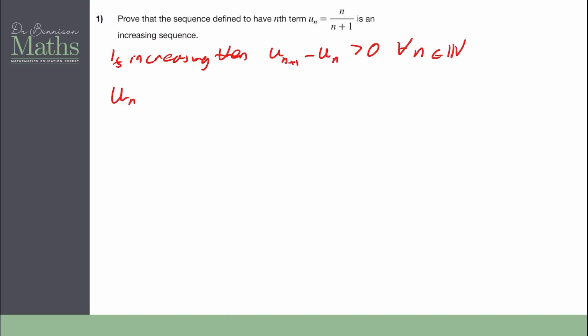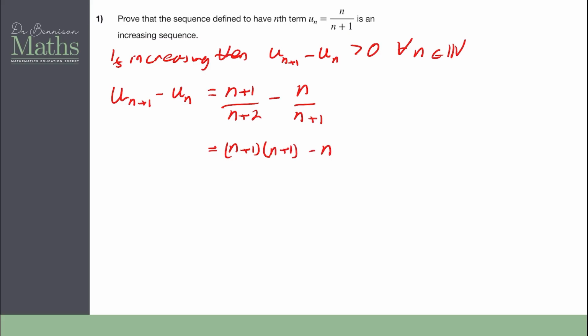So if I start with this, u of n plus 1 minus u of n, well, this is (n plus 1) over (n plus 2) minus n over (n plus 1). We can put them over a common denominator, and we end up with (n plus 1) times (n plus 1) minus n times (n plus 2), all over (n plus 2) times (n plus 1).